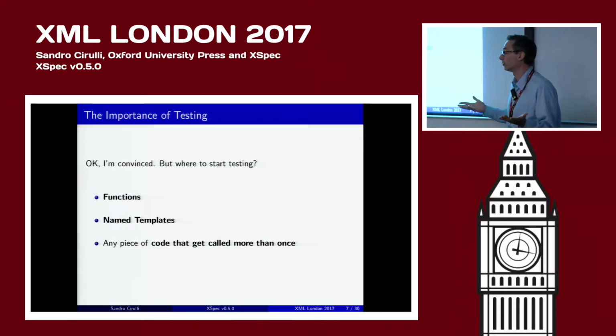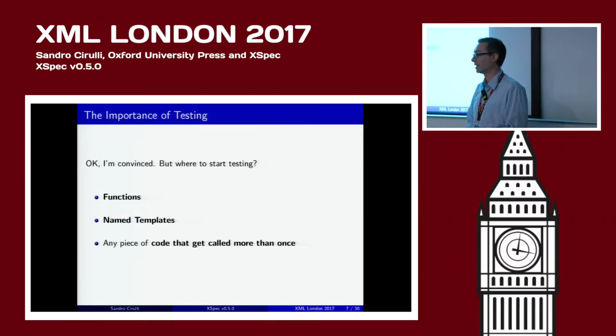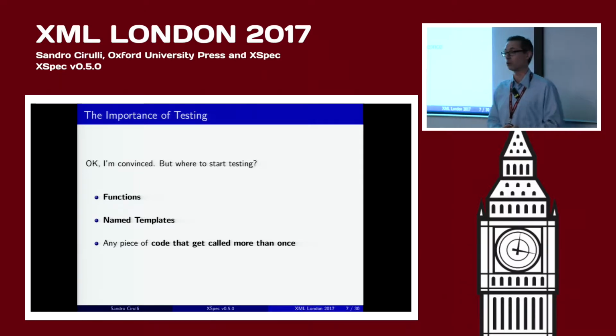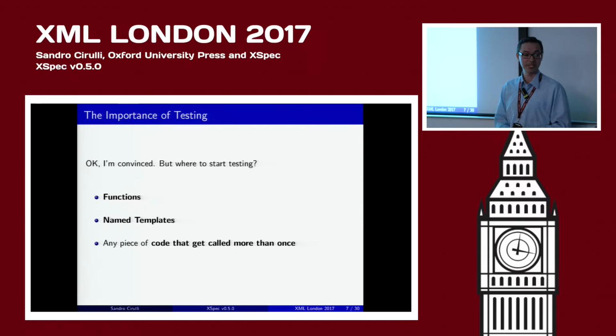So where to start? This is often the question when people want to start writing tests and having a test suite. Where do I start? Actually, the best candidates for testing are functions, because these are by definition self-contained pieces of code, usually with an input and output. So they are definitely the best candidate for writing a test. Named templates are also a very good candidate for the same reason.